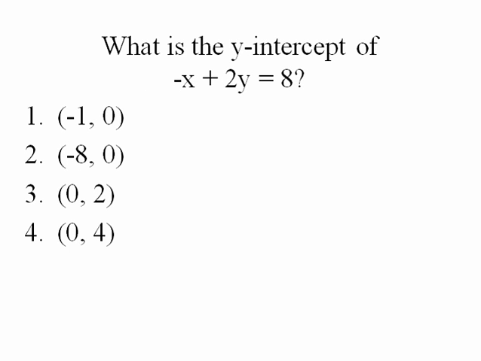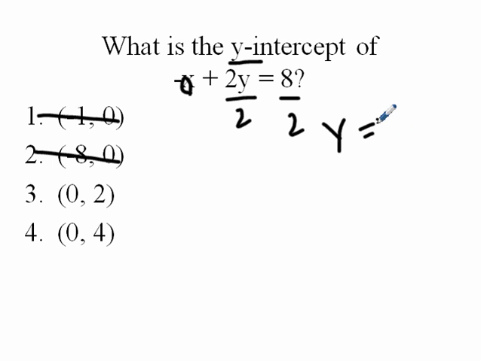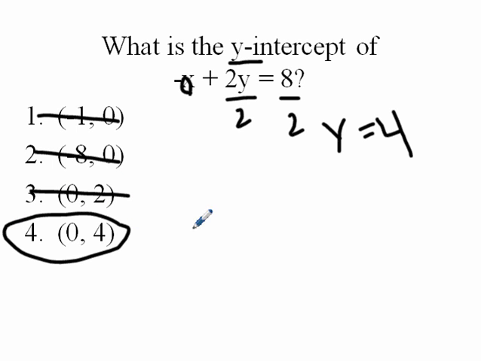Okay, so ladies and gentlemen, this time it's asking us to find a y-intercept. So that means I need x to be equal to 0. I know that one's not it, and that one's not it because they have y's as 0. So it's one of these two. If I plug 0 in for x, I have 2y equals 8. If I divide both sides by 2, I find that y equals 4. This one doesn't have y equal 4, so that's not a possible option, but this one does. So this is the answer.